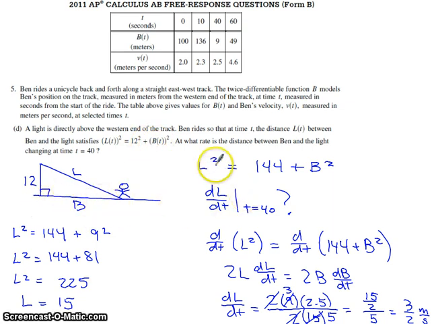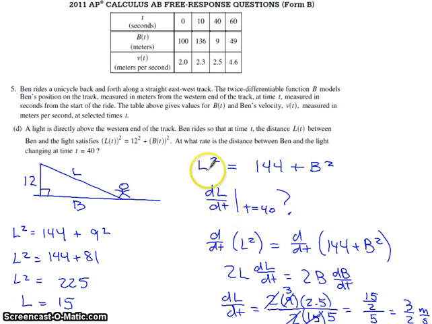I then said, okay, I'm going to simplify this a little bit, and I'm going to drop the function notation. I'm just going to say L squared equals 144 plus B squared. I want to know the rate of change of the distance between the light and the person on the unicycle at the instant in time when t is equal to 40. So I want to know the rate of change of L with respect to t at 40, or the derivative of L with respect to t at t equals 40.